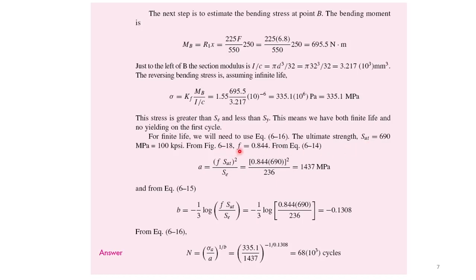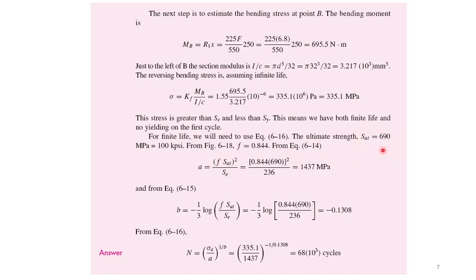Okay, so I can go and calculate now the constants A and B. And I will use the equation SF, which is the fatigue strength, equals A times capital N, which is the number of cycles to failure, to the power B. And these are the two constants A and B. A equals (F S ultimate) squared over SE and B equals minus one third log of F S ultimate over SE. Of course SE is the fully corrected endurance limit. F is the fatigue strength fraction that I get from the chart depending on the S ultimate.